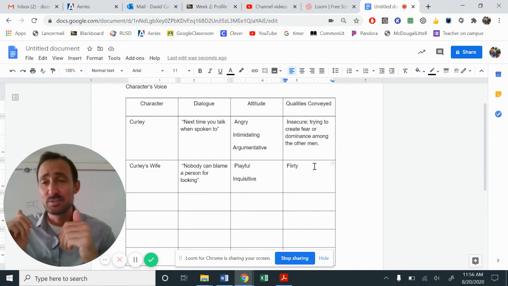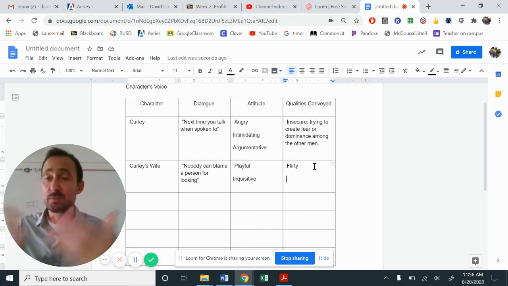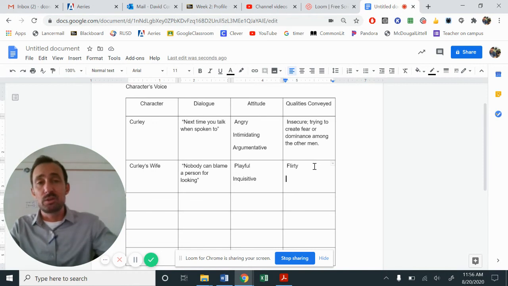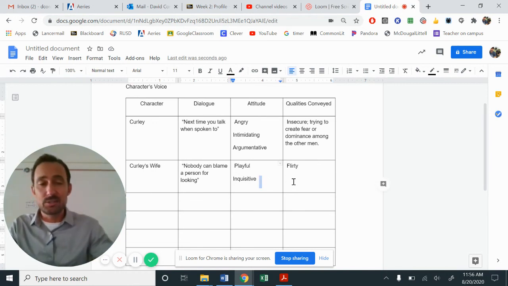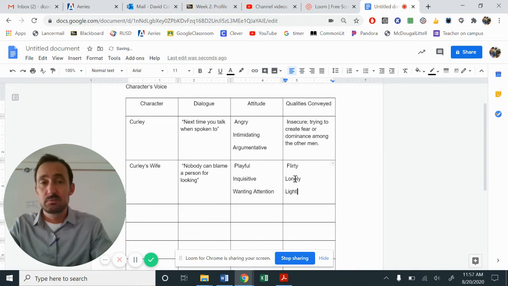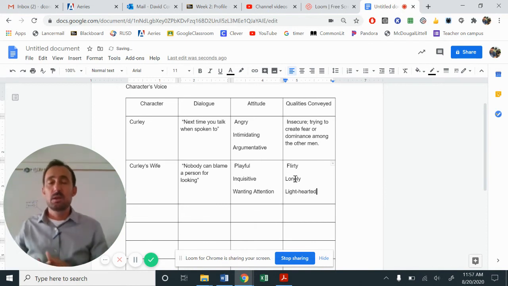She's almost trying to seek attention. And if she's trying to seek attention, we can infer that she probably feels lonely because Curly is not around. So let's put down her attitude is kind of wanting attention. Okay, which probably the qualities, she's lonely. We could mark down that she's playful, so she's kind of maybe lighthearted. Okay. She's not taking things seriously.